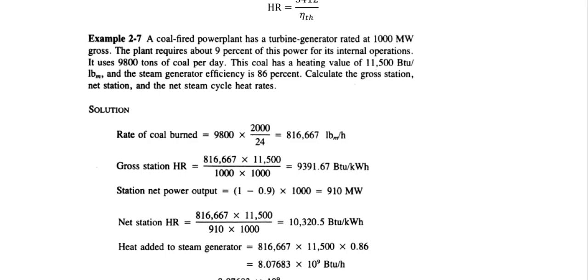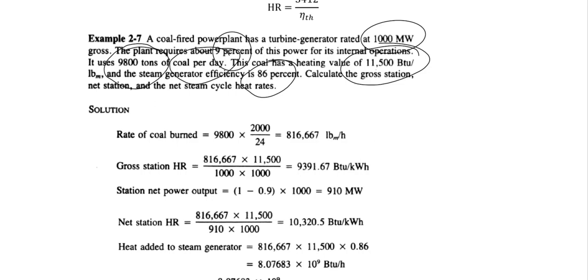So a coal power plant has a turbine generator rated at 1,000 megawatt gross. The plant requires 9% of this power for internal operation. It uses 9,800 tons of coal per day. The coal has a heating value of 11,500 BTU per pound mass. The steam generator efficiency is 86%. Calculate the gross station, the net station, and the net cycle heat rate.